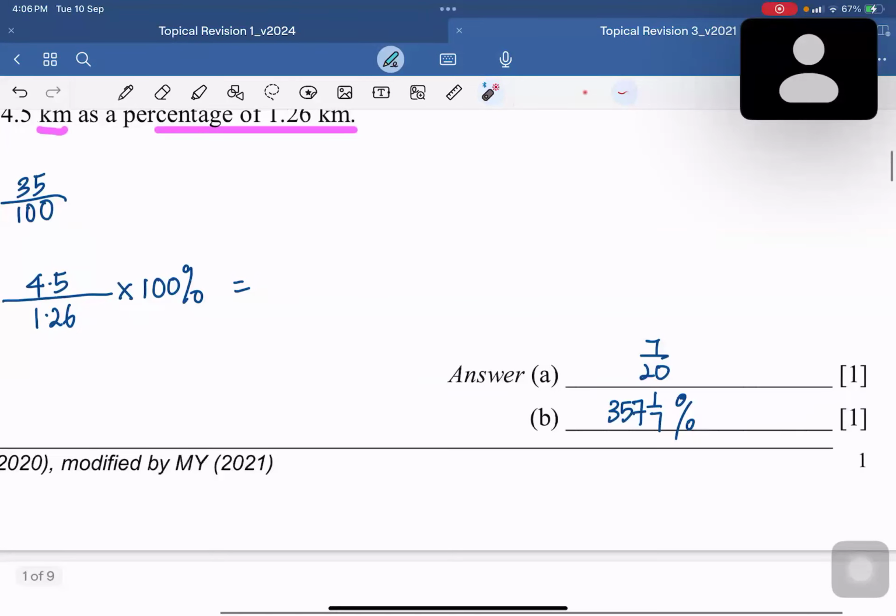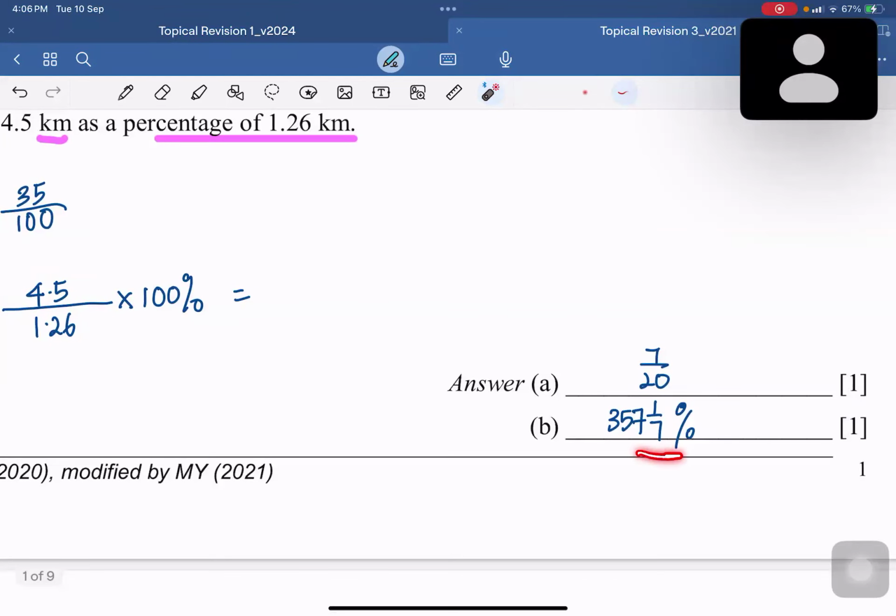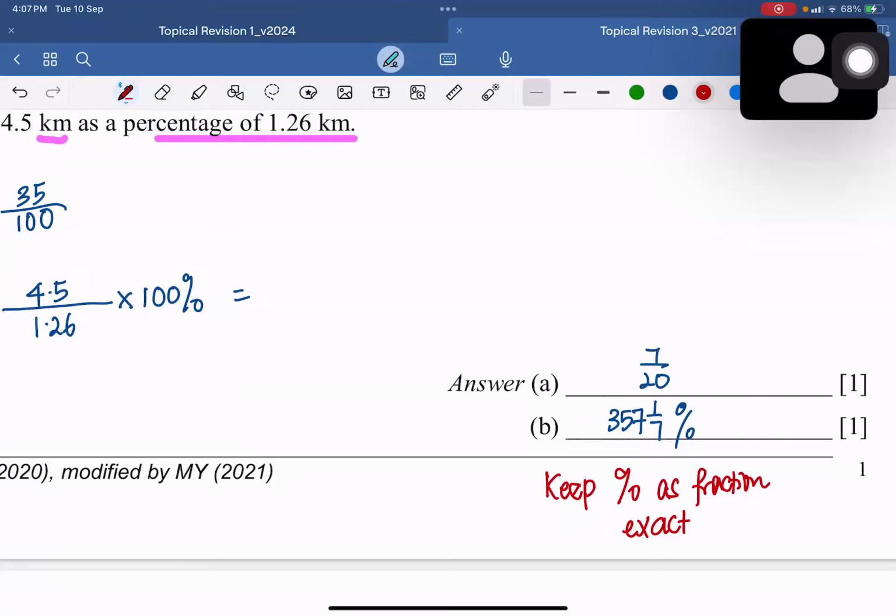Another thing to take note: some of you might write it in 3 decimal places or 3 significant figures. For this kind of percentage, we can keep the answer as a fraction. So please, for this kind of question, keep answers for percentage as a fraction, okay, to keep it exact. I will not be in favor of rounding off the number to 3 significant figures.